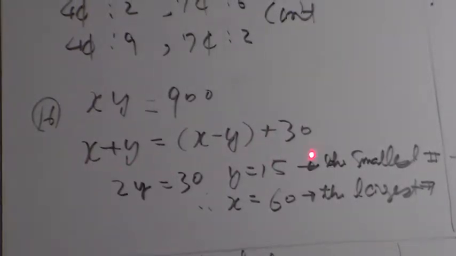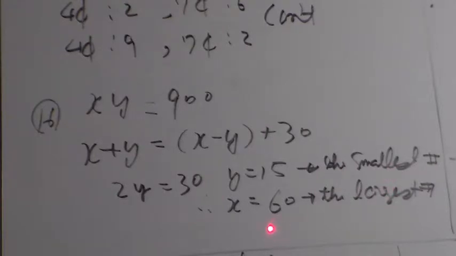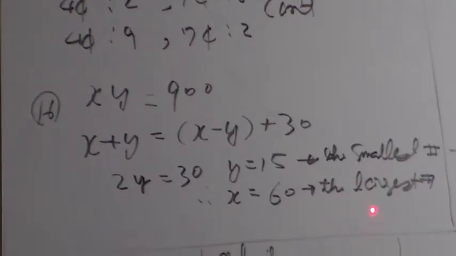So from here, once x cancels out, 2y is 30. So y is 15. So y is 15, plug it over there, x is 60. So y is the smallest number, 60 is the largest number, integer. That's what it is asking, okay?